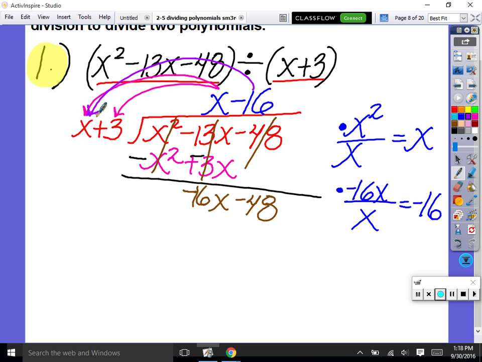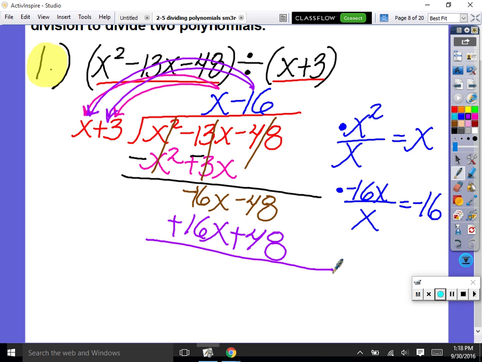-16 times positive x is -16x. -16 times positive 3 is -48. Now this is the most important and missed step. You have to change the sign on both of those. Change the sign, change the sign. Now you're going to add straight down to see what's left over. Don't those add up to be 0? And those also add up to be 0.